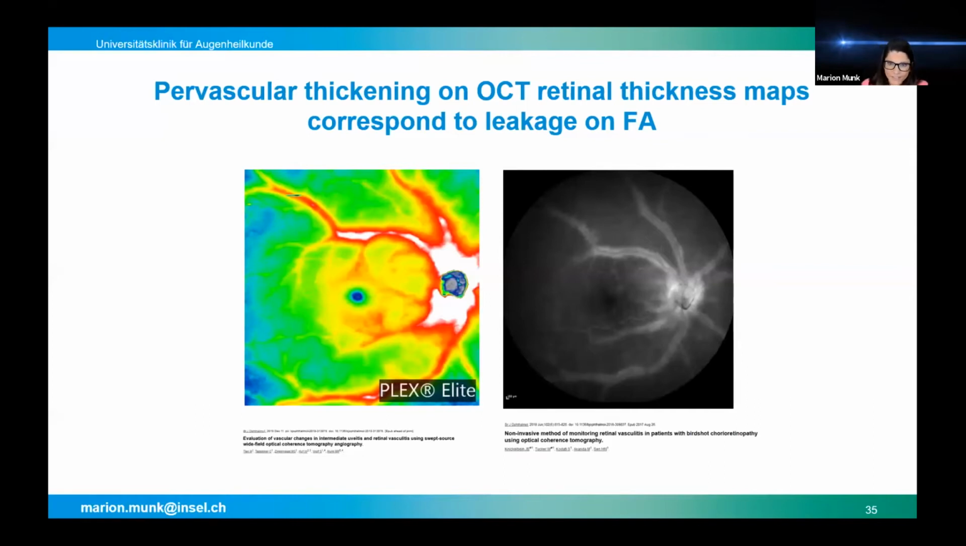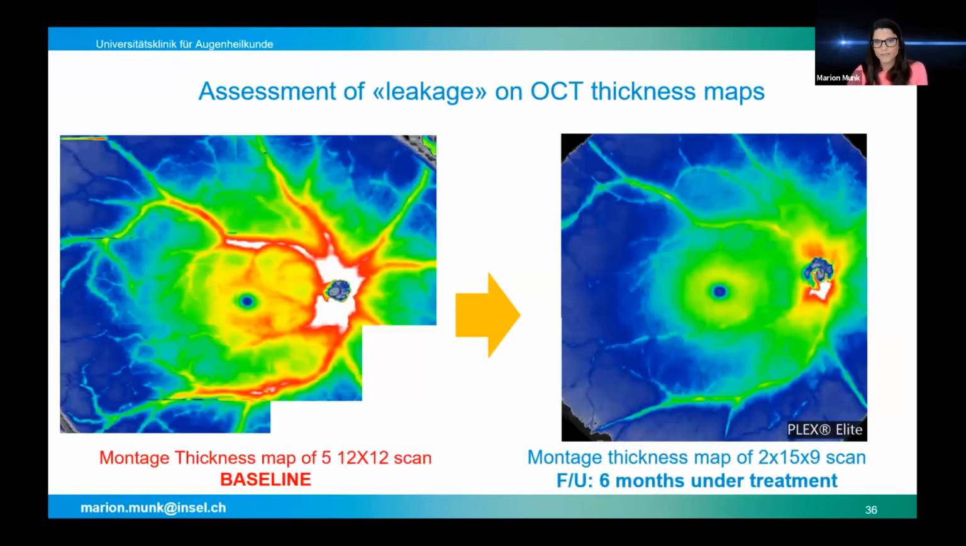Another indirect or direct way to assess leakage, at least in larger vessels, is by assessing the retinal thickness maps. And here, of course, swept-source OCTA is beneficial because it's much faster in the processing and in the image acquisition, so you can image a larger area. If you have significant leakage in the vessel, you will see this also as perivascular thickening on the OCT thickness maps. And if you see this, you can follow the patient and look at the treatment response.